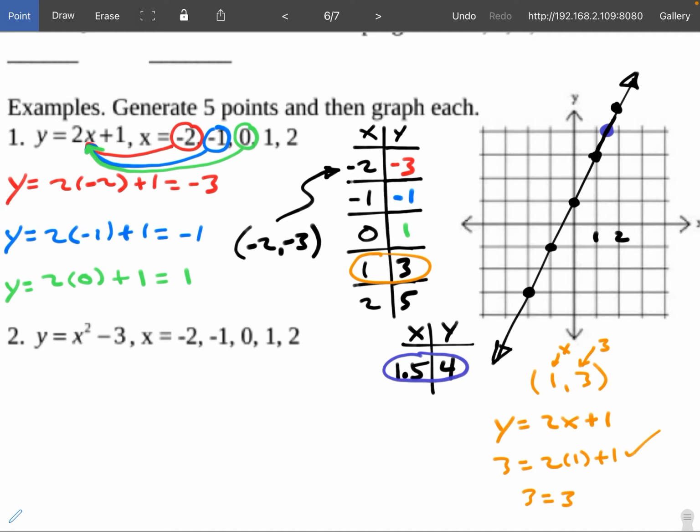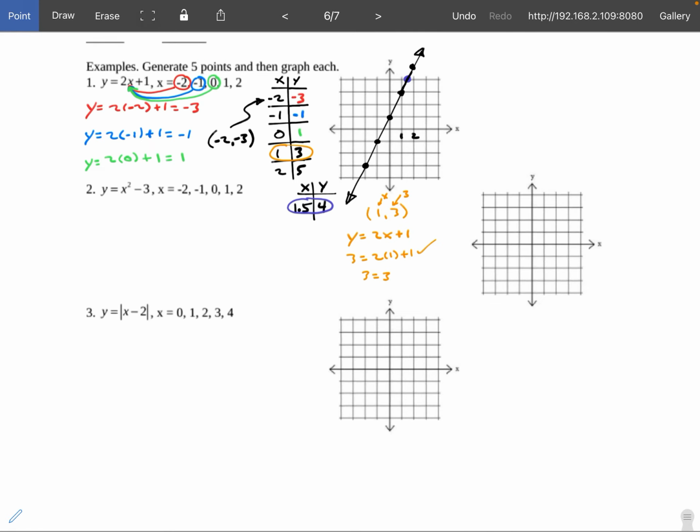People are always like, well, why do we graph these lines? The line is a picture of the solutions. We cannot list all the solutions. This list right here would be infinite, okay? We can't write down all the solutions. So instead we draw the picture, and then every single point on the line is a solution. So hopefully that makes sense. But let's do the next two, and then we're done.